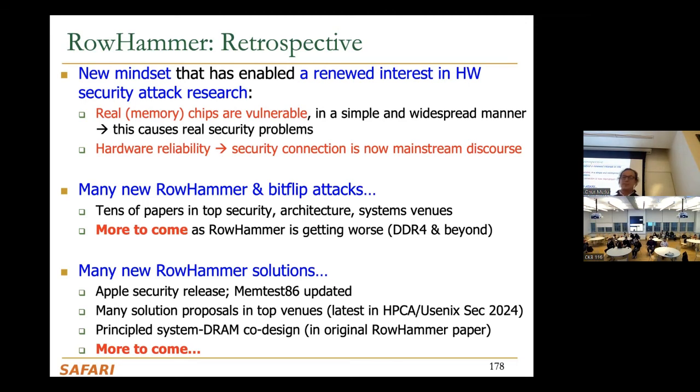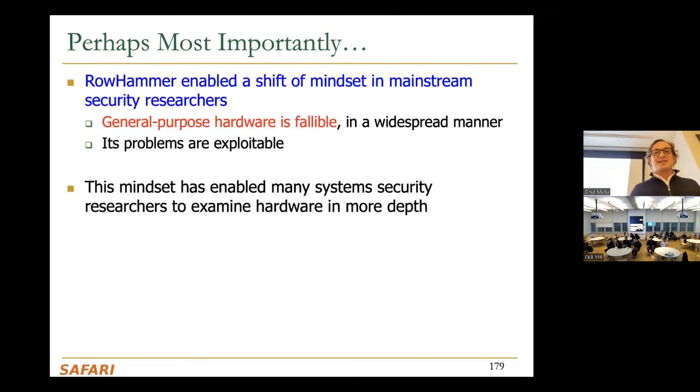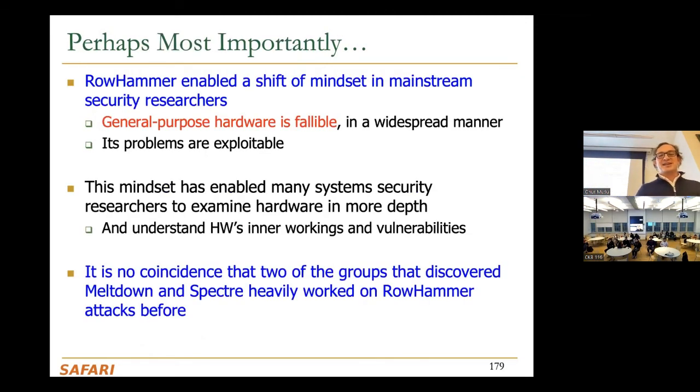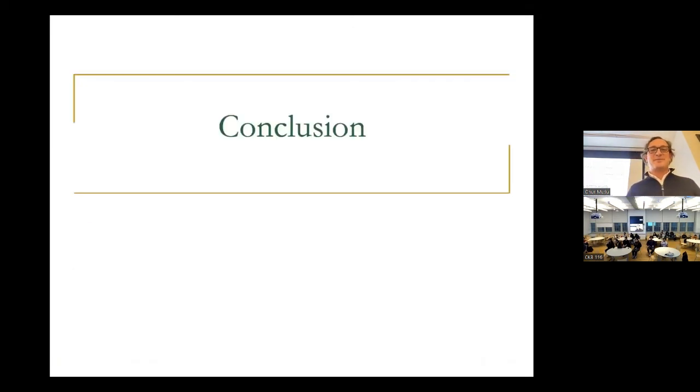And solutions also need to be coming. I think I already mentioned a lot of this: of the people who looked at Meltdown and Spectre, two of the three groups that discovered them worked heavily on RowHammer before. So these folks really delved into hardware with these bit flips. I think there's more to do over here. So there's a lot more to come in hardware security.